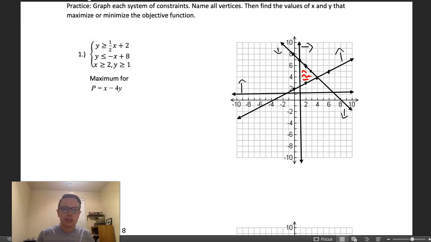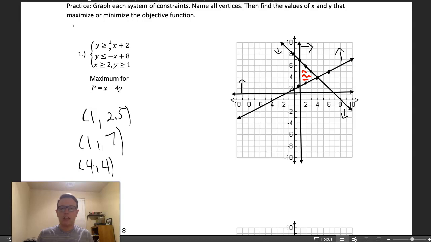Now, what are our vertices going to be? We have one, it looks like, right here. So that's going to be at, it looks like x is 1 and y is 2.5. Our next one all the way up here is going to be (1, 7). And then we're going to have a third point out here at (4, 4). And we're going to put these into our equation.